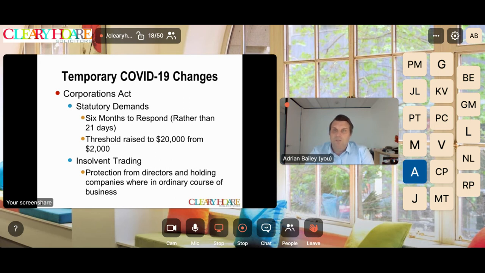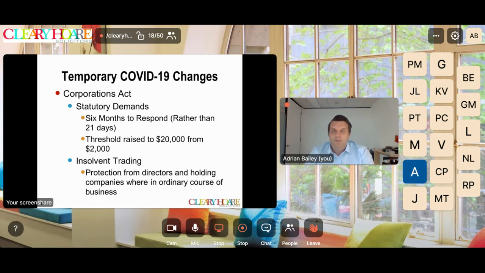But for the next 6 months, in terms of the Corporations Act, some of the changes that we have currently. For statutory demands, if there is a company who is the debtor, we can serve a statutory demand on them. And the end result of that is either they pay or they get wound up. That has changed due to COVID-19. So rather than originally having 21 days to respond, it's now 6 months to respond. And also the threshold at which point we can make a stat demand has gone from $2,000 to $20,000. A fairly reasonable increase there, you would think. 2,000 is far too low.